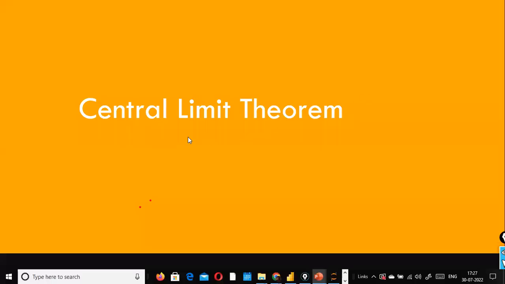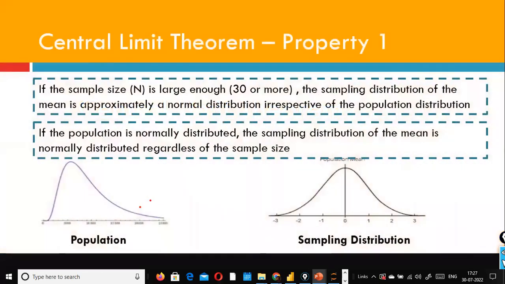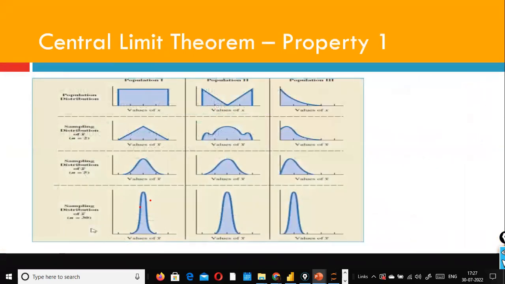Recording. So next we'll take a look at the central limit theorem. If the sample size is 30 or more, the sampling distribution is going to be approximately normally distributed irrespective of the population distribution. What do you mean by this? Let's take a look at these three different types of population. In this population, I could see it's a uniform distribution. It's a bimodal distribution. In this population, the population data distribution itself is right skewed.